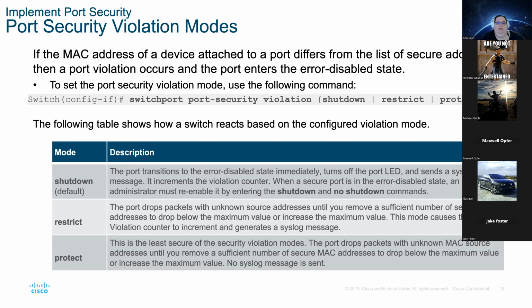And then protect. This is the least secure of the security violation modes. The port drops packets with unknown MAC source addresses until you remove a sufficient number of secure MAC addresses to drop below the maximum value or increase the maximum value. And this is the reason that it's least secure. There are no syslog messages sent.